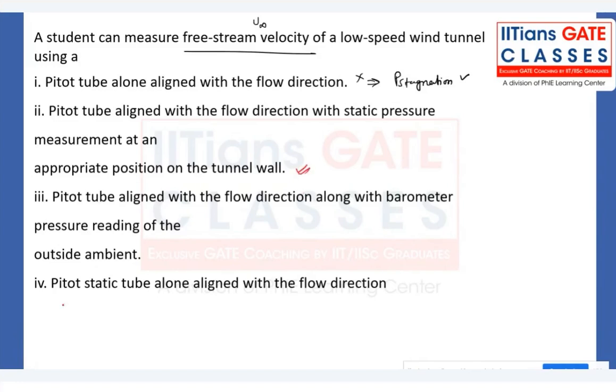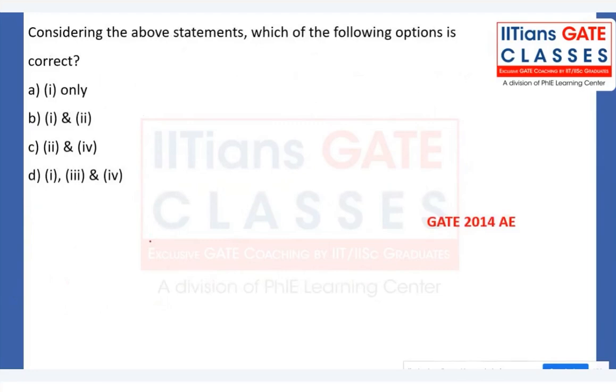Third statement: a pitot tube aligned with the flow direction along with a barometer pressure reading of the outside ambient. Again, there is no need to place any barometer, because a barometer will give you P atm. We don't need P atm here. We need static pressure. That is also wrong. A pitot static tube aligned with the flow direction will give me the free stream velocity. So 2 and 4 are correct, and option C is correct.